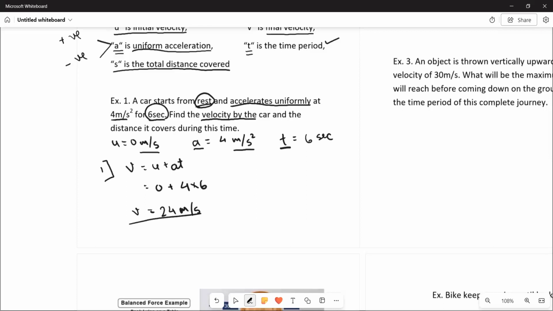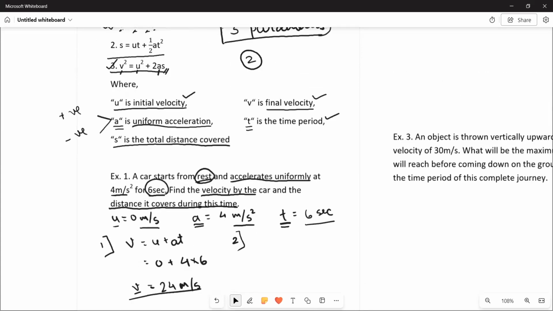Okay. So from here we got the final velocity of the car, and we are also supposed to find the distance it covers during this time. Our time is 6 seconds. So for our second equation, now we have u, we have a, we have time period t, and we have the value of v. So now we can use the second equation.